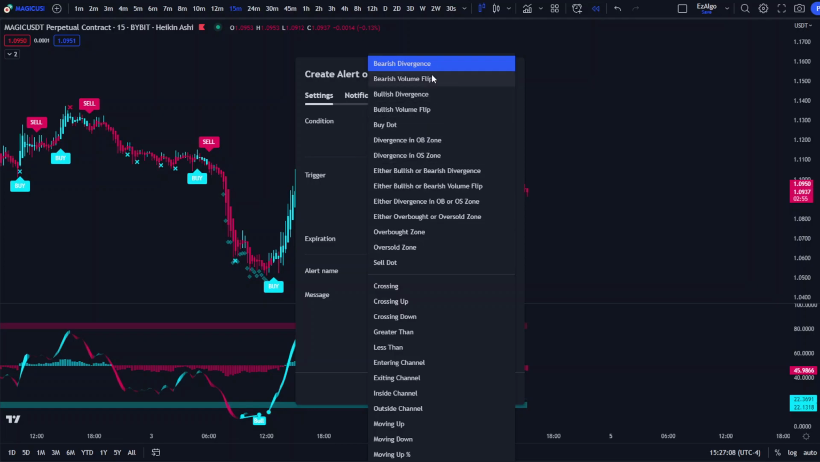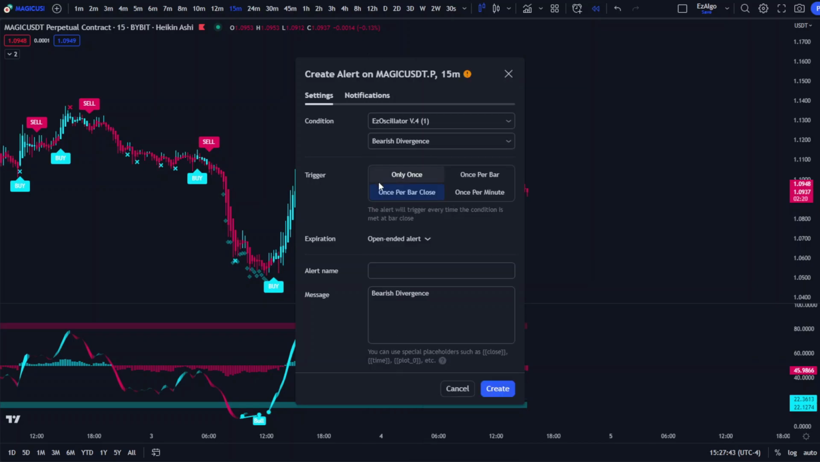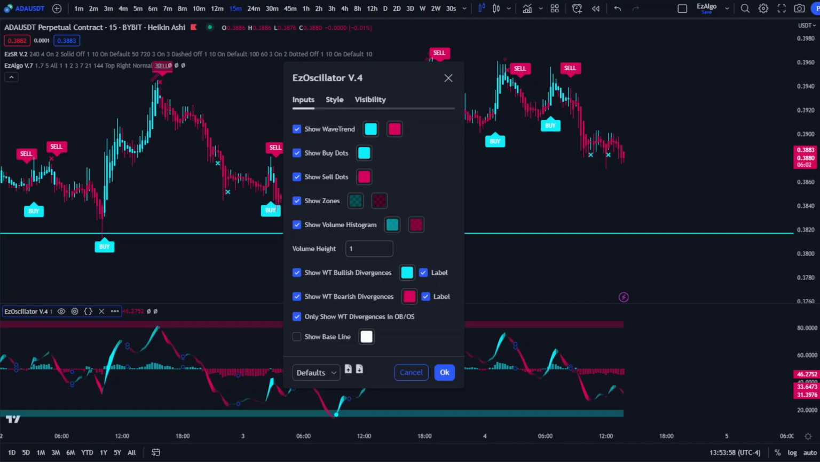We have the bearish and bullish divergences, the volume flips, the buy or sell dots, the divergences in the overbought or oversold zones, either bullish or bearish. And then for the trigger, set to once per bar close. You can call the alert whatever you want with the message, and then you can create the alert. Well, that's it for the EzOscillator V4.